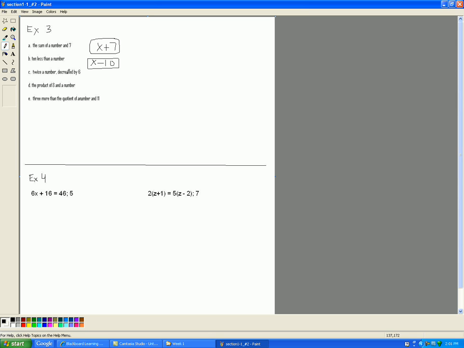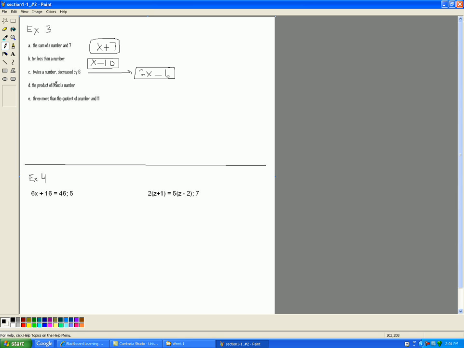Now this next one, twice a number decreased by 6. Again, it's real important to understand our order of operations. Twice a number just means 2 times, so 2 times x, decreased by 6. So now we're going to decrease this value by 6, and that's just subtraction. 2x minus 6 is our answer there.